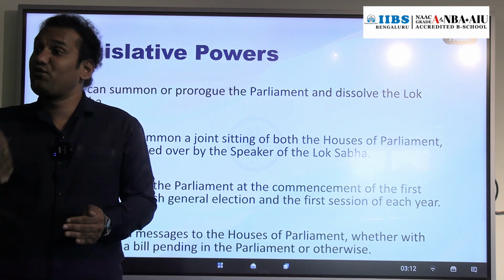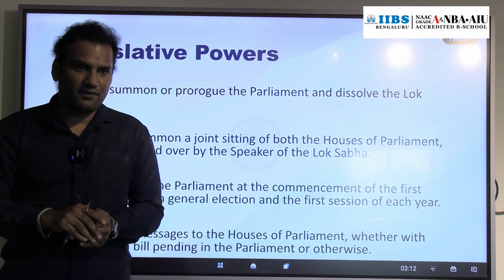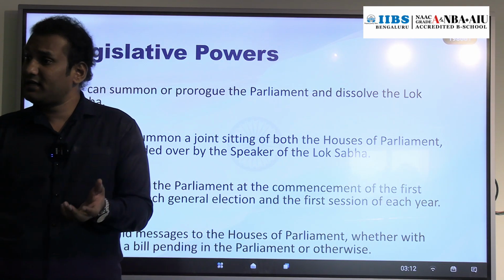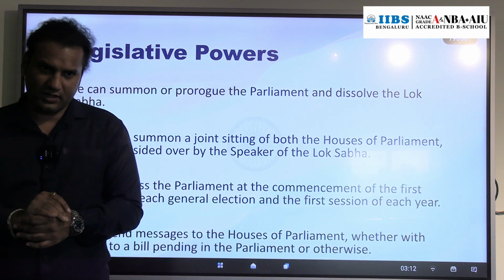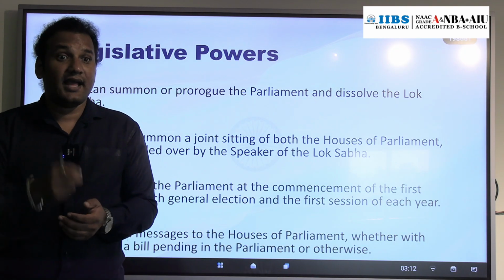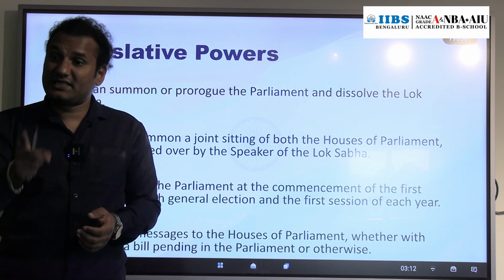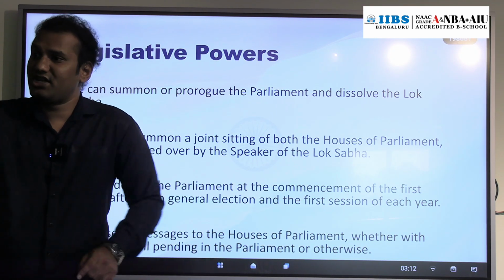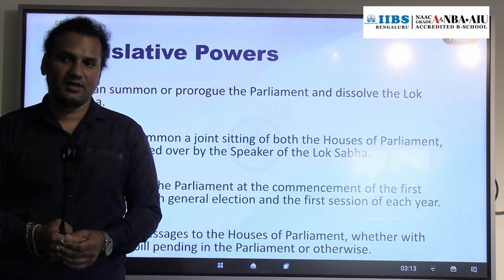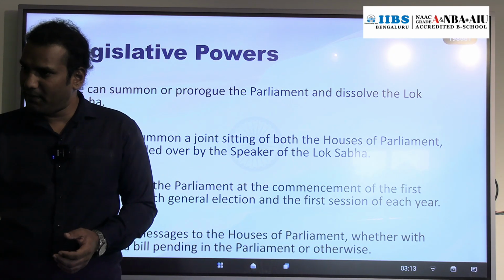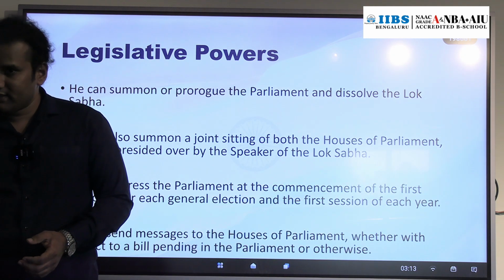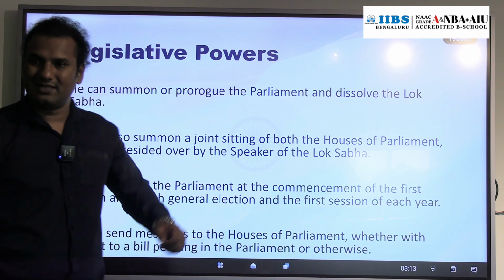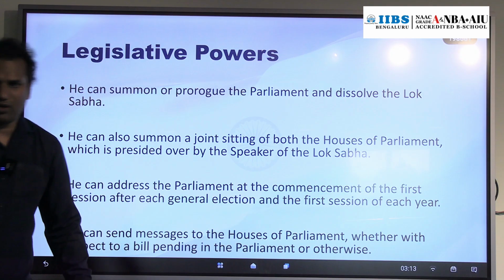Suppose BJP fails to prove the majority. At that time, what will happen? None of the parties is able to form the majority. At that time, what will the President do? The President will dissolve the Lok Sabha. Fresh general elections will be conducted. Understood? If none of the parties is able to form the government, then at that time the Lok Sabha will be dissolved. And who will dissolve the Lok Sabha? The President of India. Now you understood?